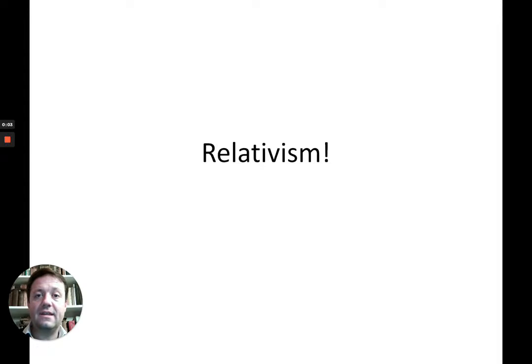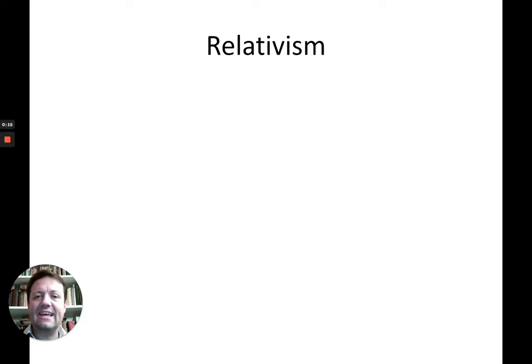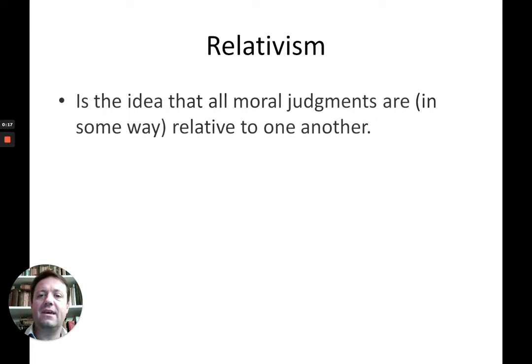Hello! In this lesson we are going to look at relativism, both moral relativism and what's known as evidential relativism. So what exactly is relativism? Well, in moral philosophy terms, in metaethical terms, it is the idea that all moral judgments are relative to one another. In other words, you just have a series of different moral systems or moral codes spread across the world. Each one is relative to the next.